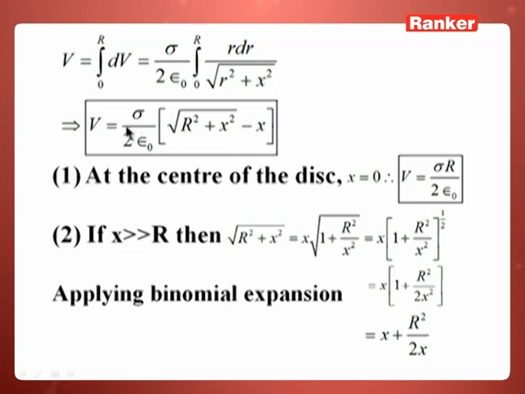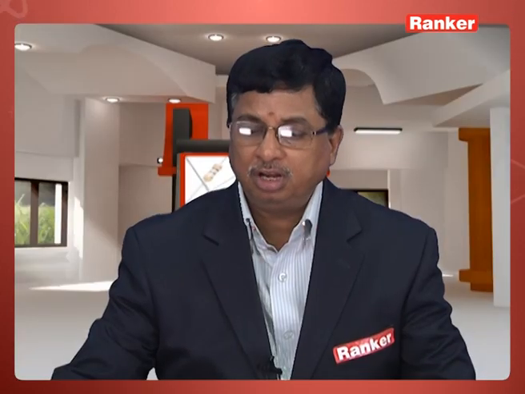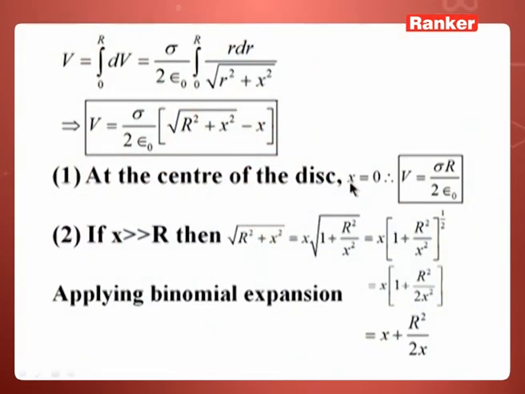Now, if you consider a few special cases of this disk, let us take the very first case. At the center of the disk, what would be the electric potential? If they ask you this type of question, at the center of the disk, x value will be 0. By putting x equal to 0 here, you are left with V is equal to sigma capital R by 2 epsilon naught. This is the formula for electric potential at the center of the disk.